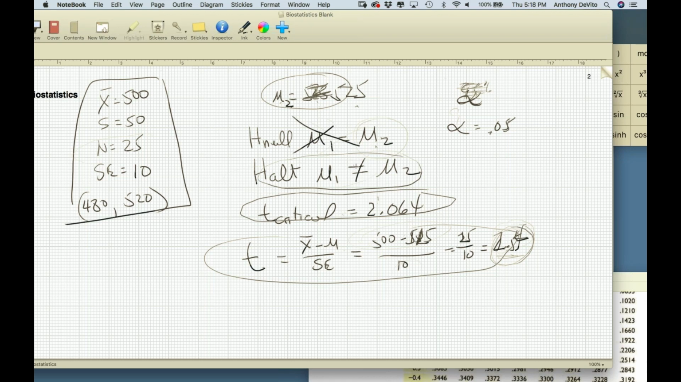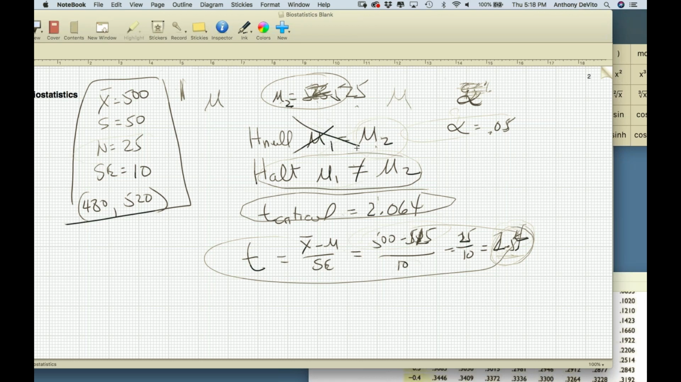Okay. So what have I done? I've proved with at least 95% certainty, less than 5% chance of being wrong, that population 1 has a different mu than population 2 does. Am I absolutely positive? No, you're never, in statistics, absolutely positive. But you have a high enough level of certainty to be able to accept this.